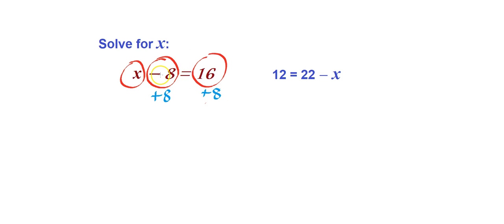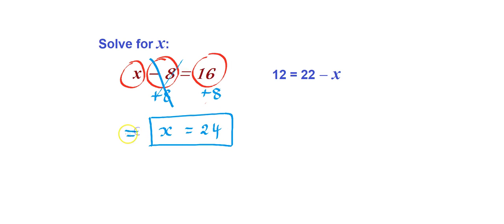So what this means is minus 8 plus 8 ends at 0, so that cancels out. What's left on the left-hand side is the variable x. And on the right-hand side, it's 16 plus 8, which is 24. And this should be our answer, x equals 24.